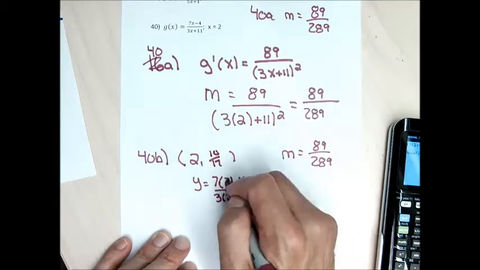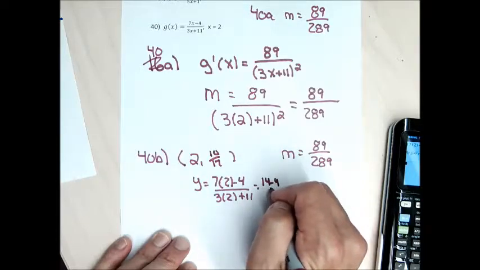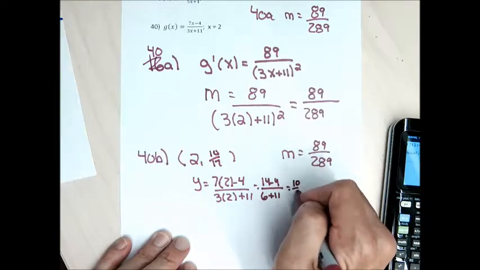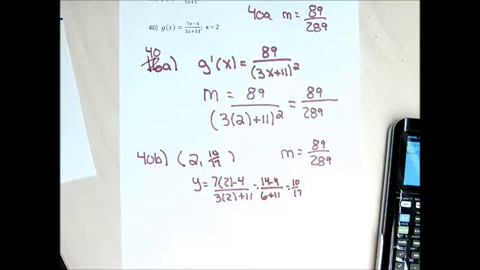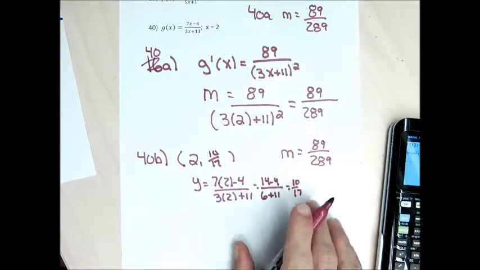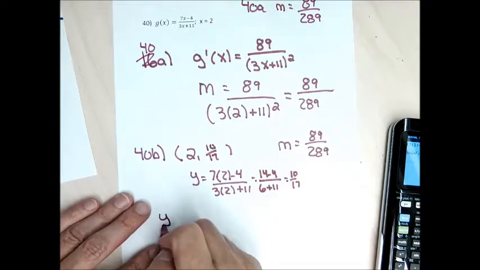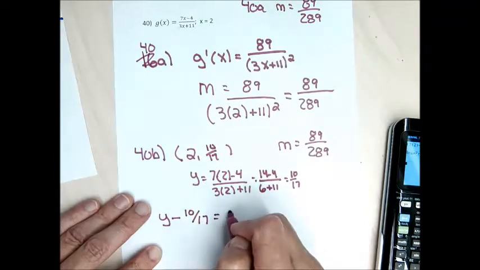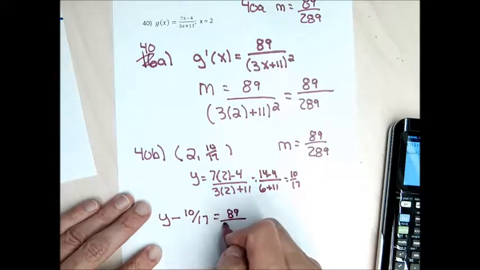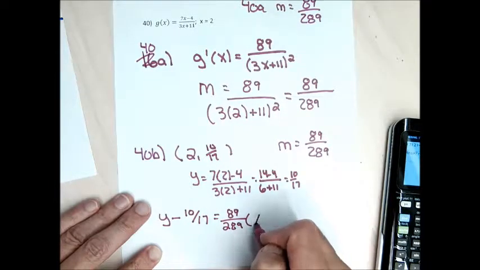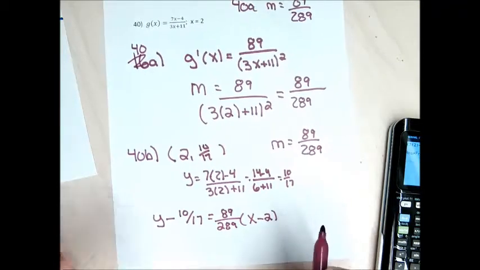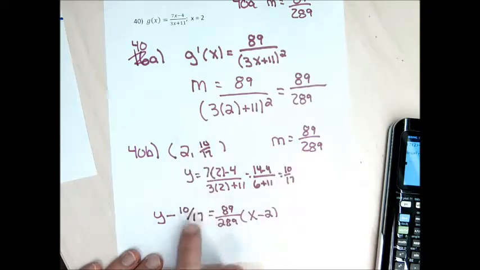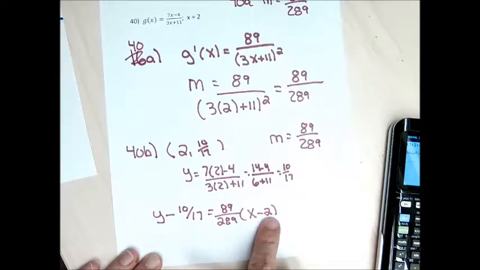I could have done 7 times 2 is 14 minus 4 in the numerator, and then 6 plus 11 in the denominator, and gotten 10 over 17 just fine. So it's really unfortunate, I'm going to lean heavily on my calculator now. I'm going to get the answer: y minus the y-coordinate of the point equals m times x minus the x-coordinate of the point. So that's the work that I needed to do. I found the slope and the point. Now y minus the y-coordinate equals m times x minus the x-coordinate.